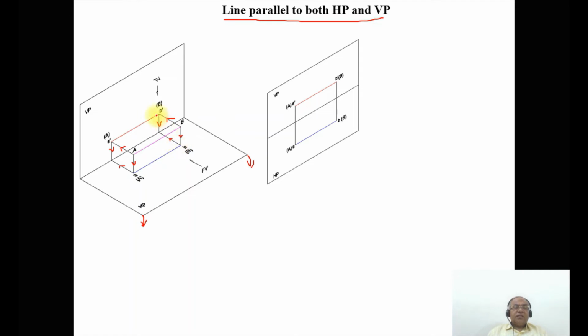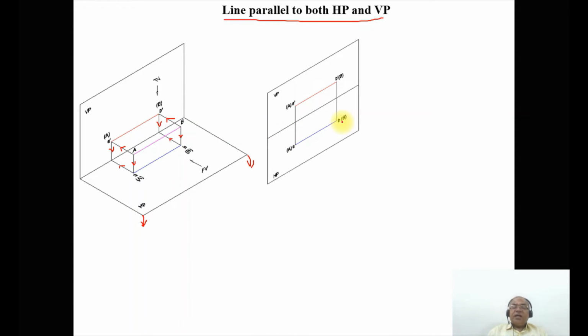Now, since both the points are equidistant from the vertical plane, obviously the line is parallel to VP. So that is the reason why we say the line is parallel to both HP and VP. Since it is parallel to VP, where are we going to see that image? The image will be seen on the horizontal plane. That is what we have shown here. The image will fall on the horizontal plane.